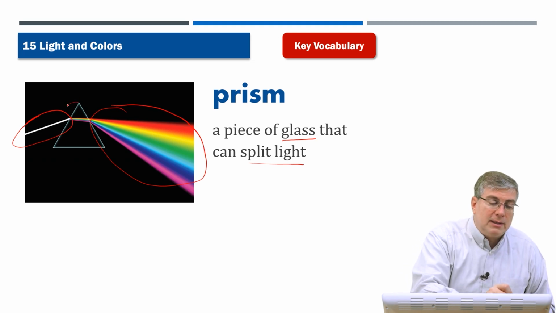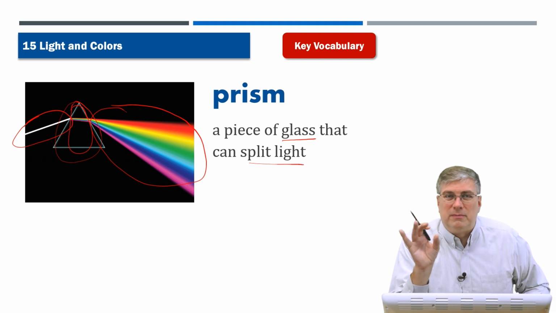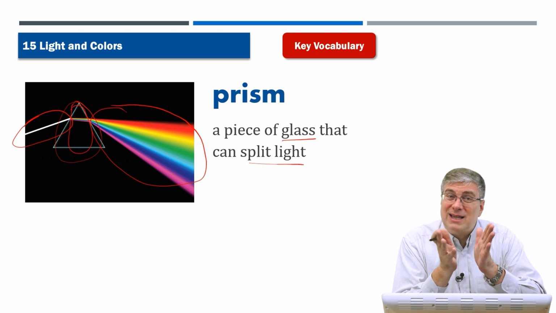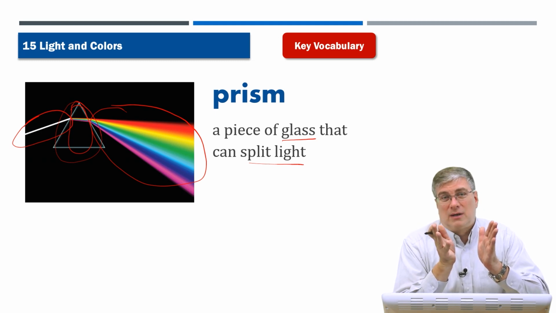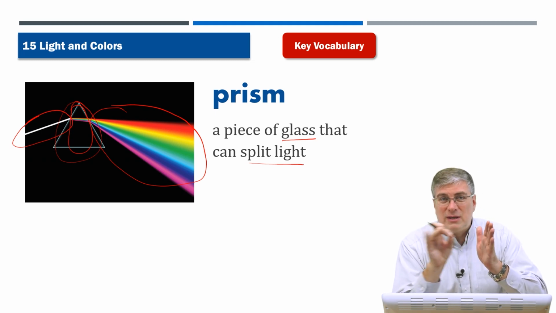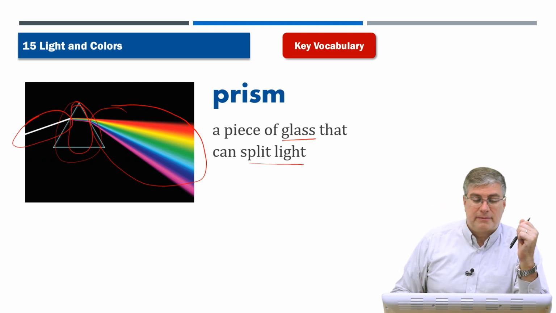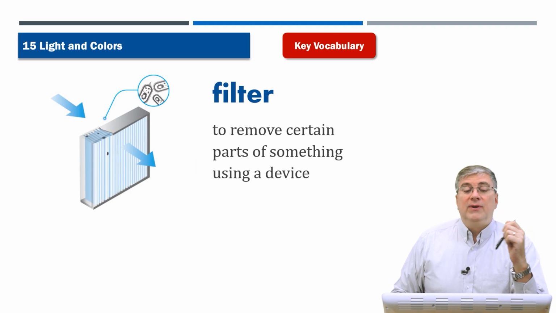But this is a piece of glass. This glass is acting as a prism. And a prism can split light, divide light up into its elements, into the more basic colors of sunlight. Okay, that's a prism.